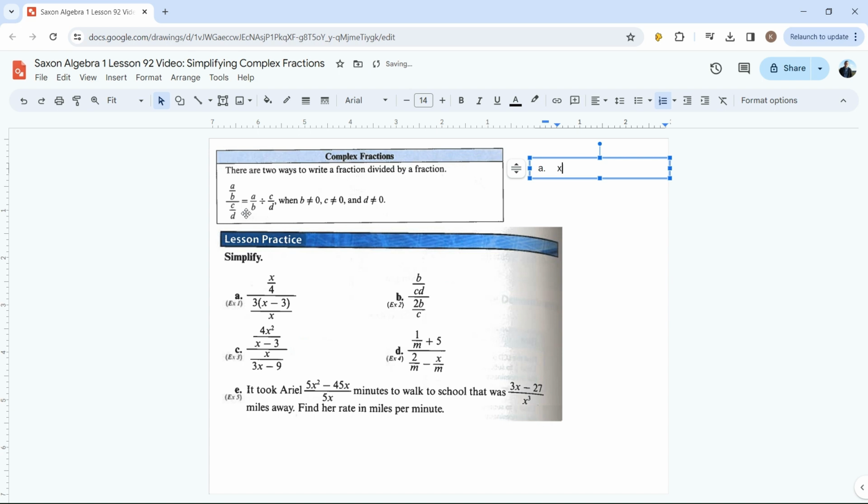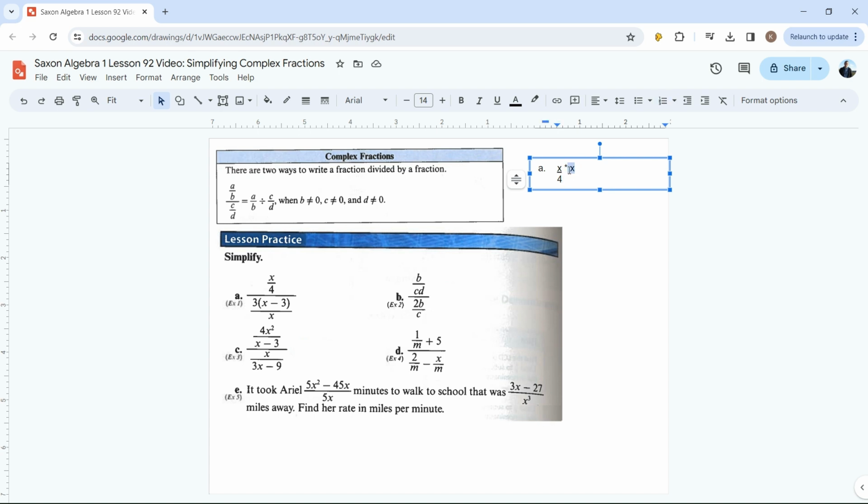In letter A, I have x over 4. So I'm going to turn that into a fraction. There we go, x over 4. And that's going to be divided by 3x minus 3 over x. But wait, I'm not going to divide it by anything. We're going to do times, and I'm going to use the asterisk as my times symbol to keep things straight here, times the inverse of the bottom fraction. So I change the sign to times and flip the bottom fraction.